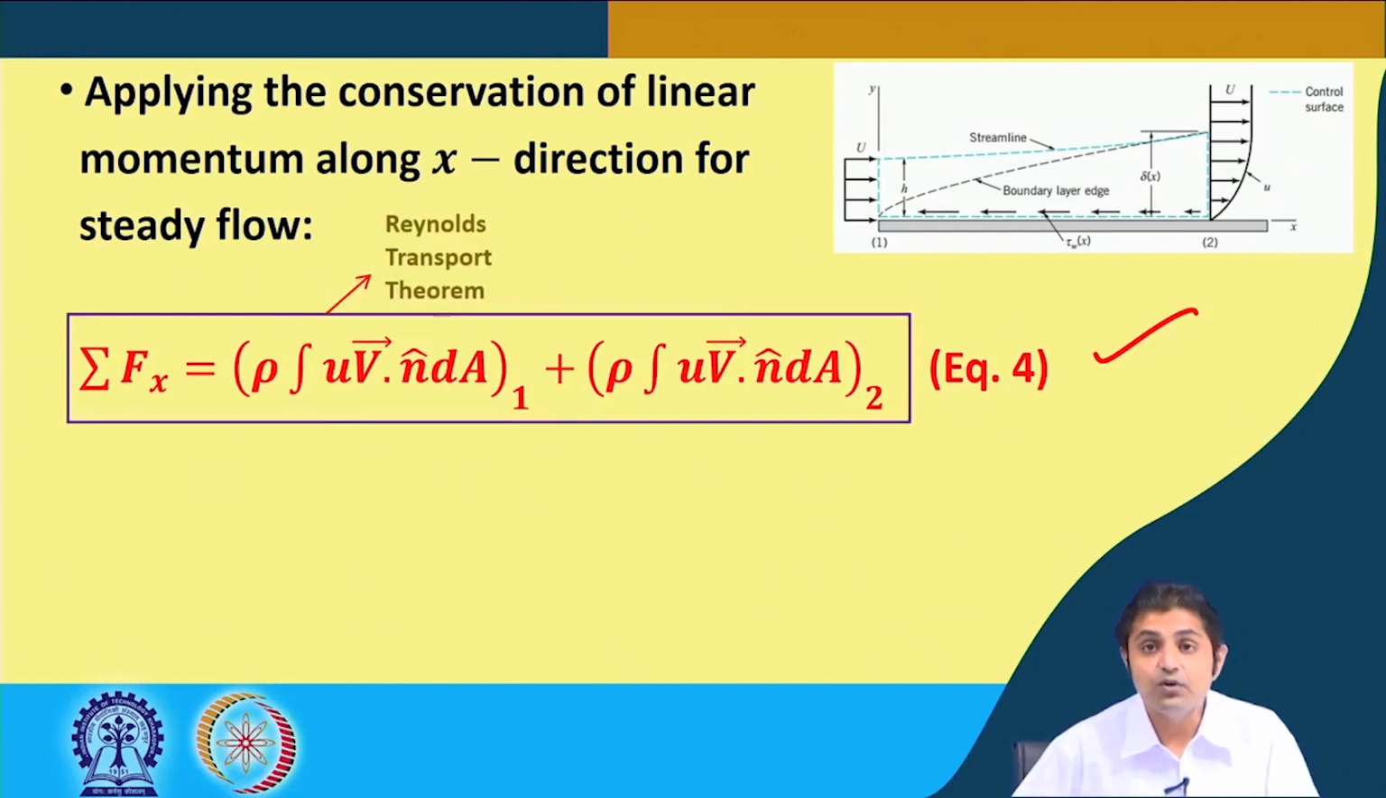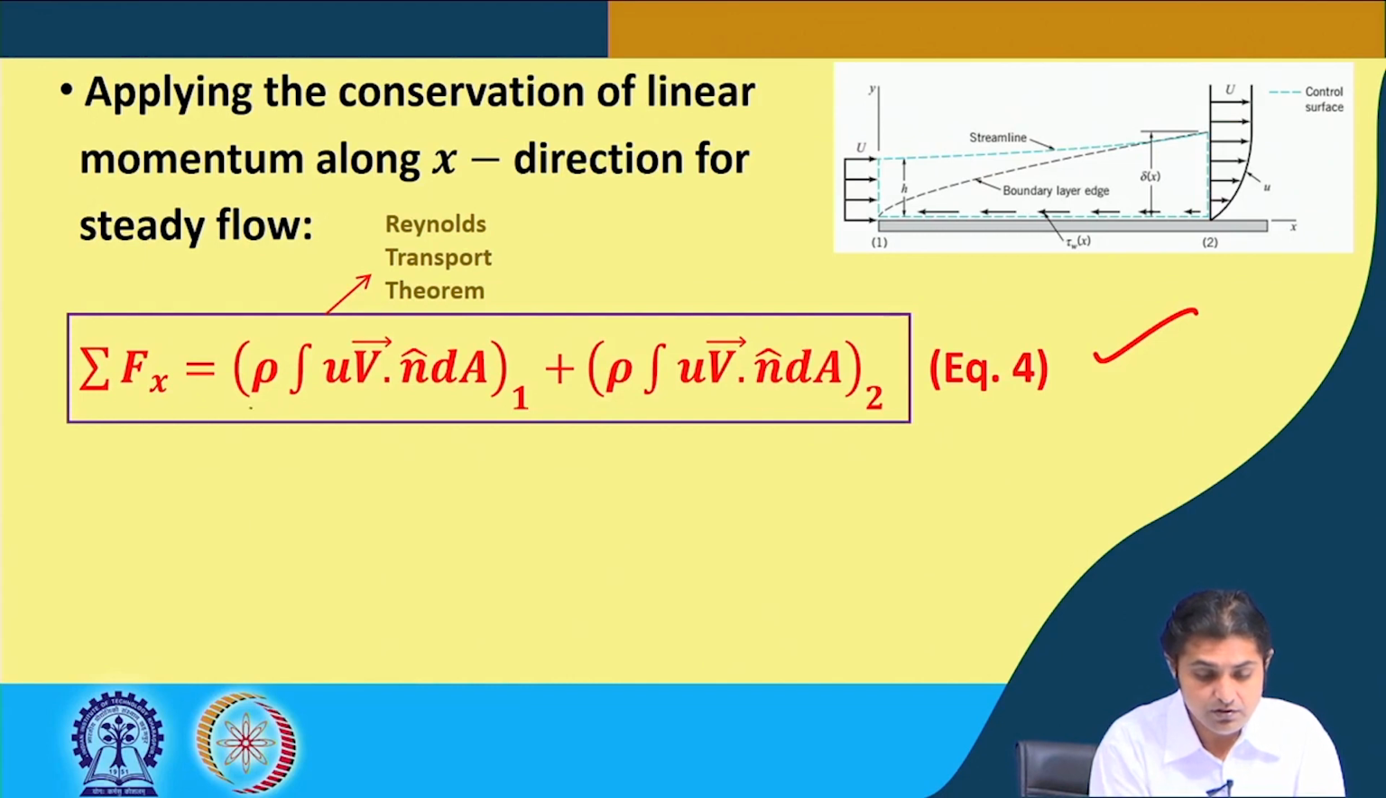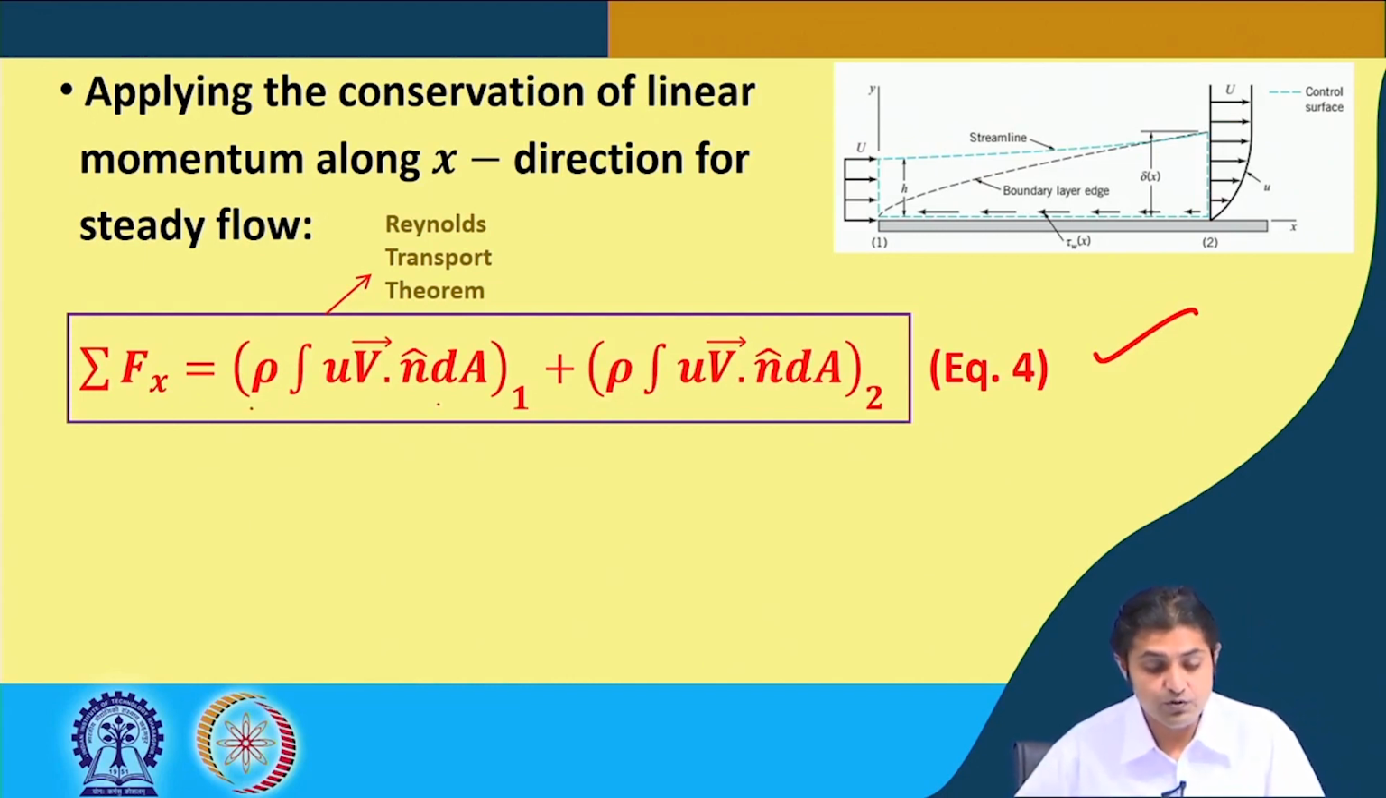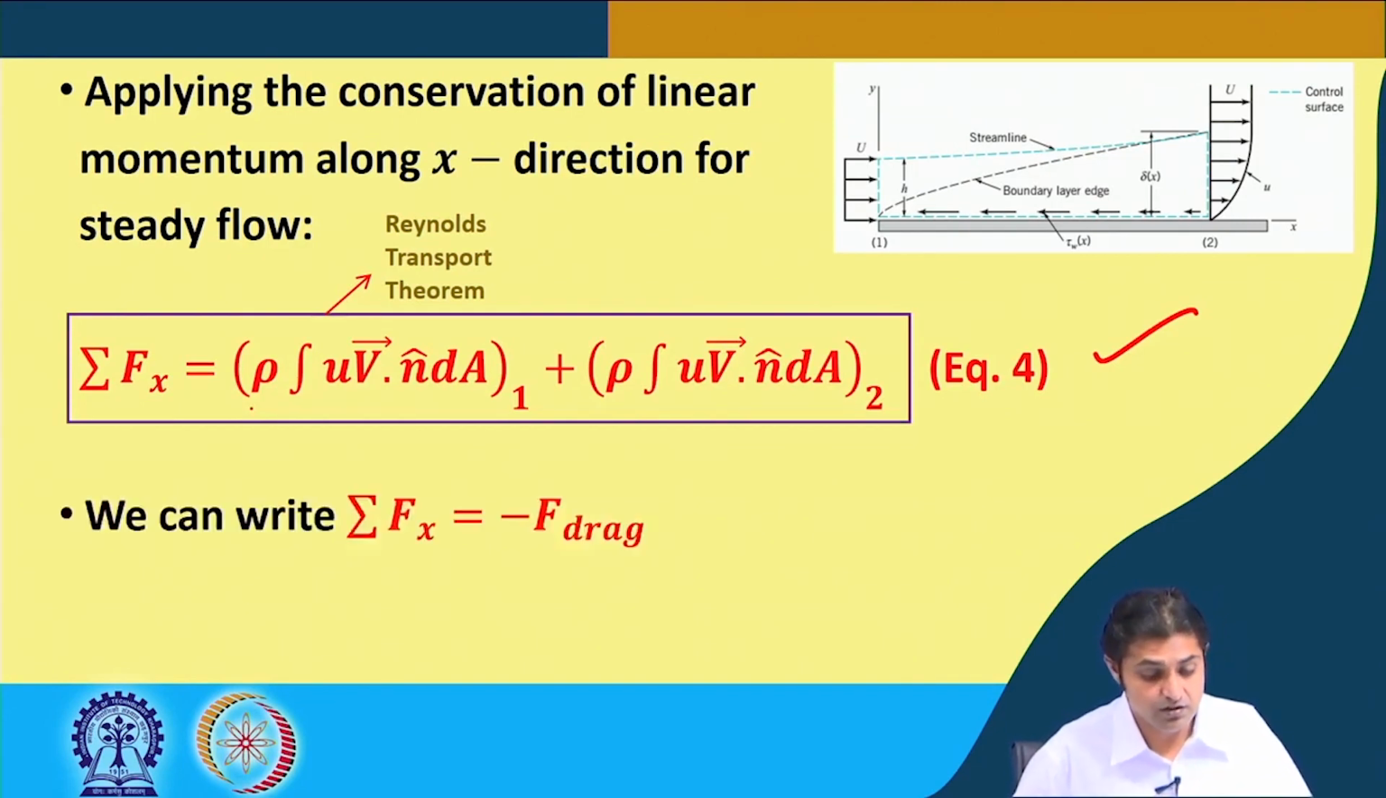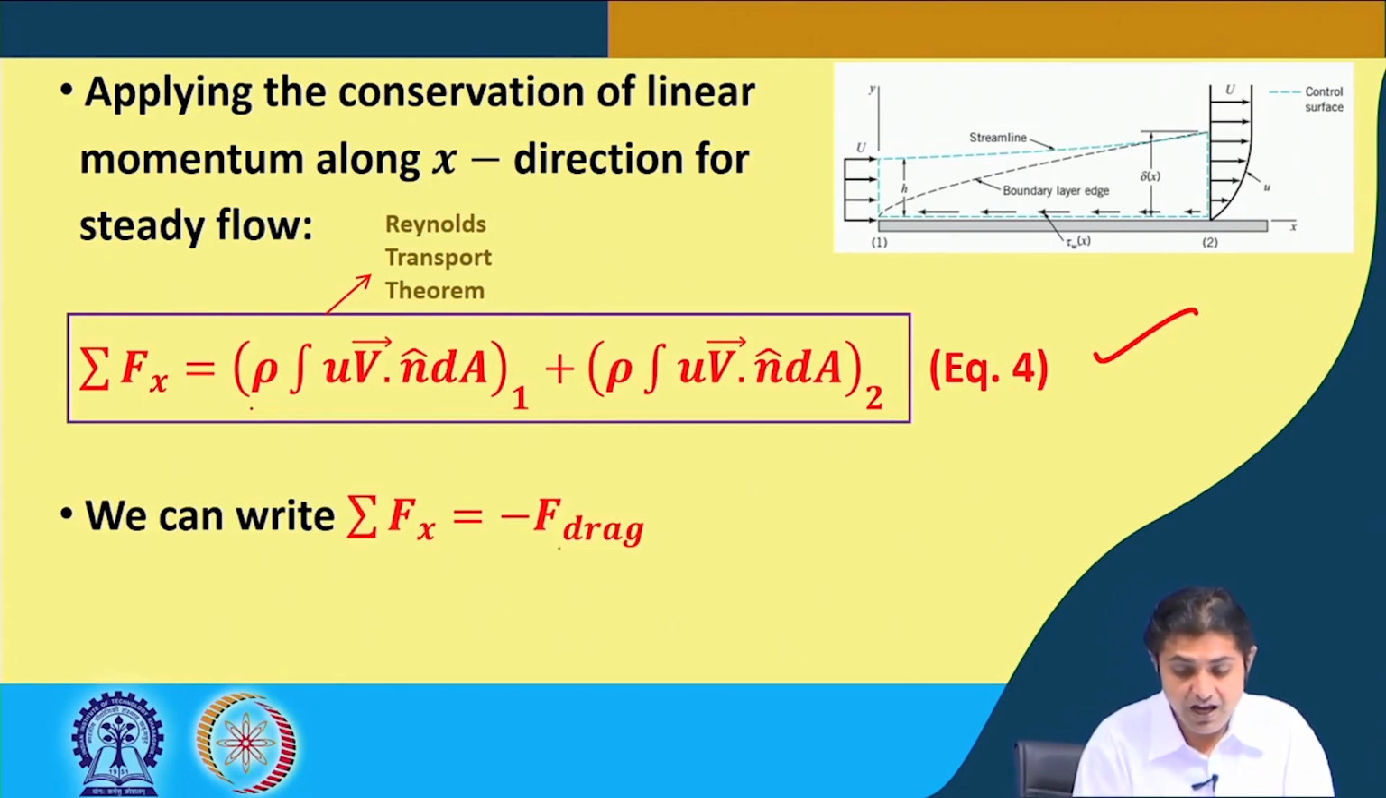Yes, it is Reynolds transport theorem that we did in week number 2. All right. So, the conservation of linear momentum along the x direction for the steady flow gives us sigma Fx is equal to rho integral uV dot n dA plus rho integral uV dot n dA, that are the two surfaces at two different surfaces. Okay, for steady flow, therefore, there is no time variation. We can also write sigma Fx is equal to minus of F drag.